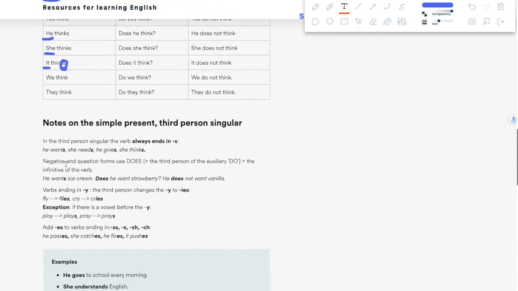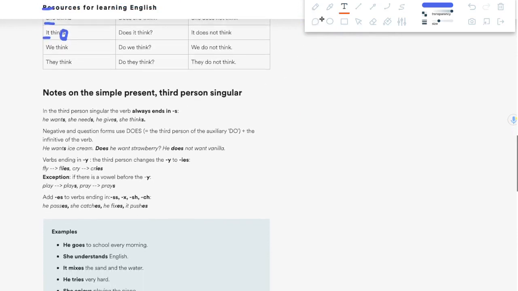For example, if the verb finishes with Y, and before the Y there is a consonant, like here, we have the verb that ends in Y, and before the Y we have the consonant R. So when we have a Y and before the Y a consonant, we must change the Y into I, and we must add es to the verb when we use these verbs with she, he or it.